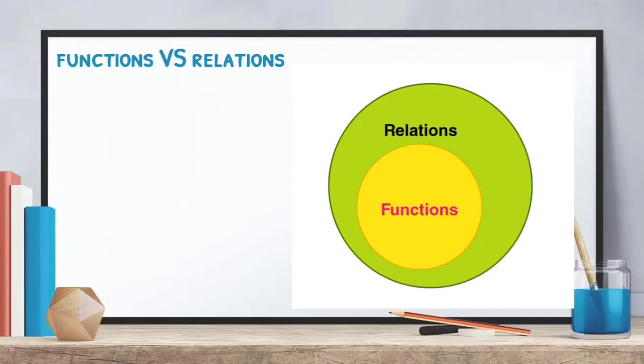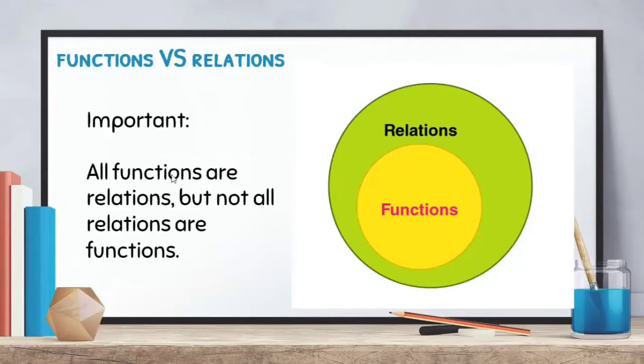Yes, so the functions is just a part of our relations. Thus, we have this very important statement. All functions are relations, right? As you can see in our Venn diagram, because functions are only a part of relations, it is said that all functions are relations, but not all relations are functions, okay?